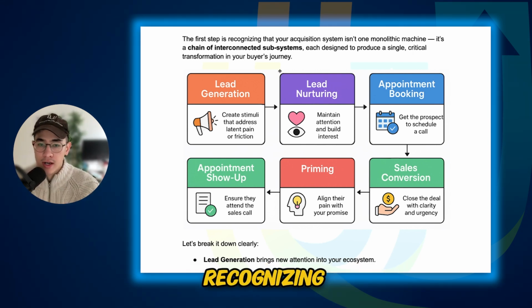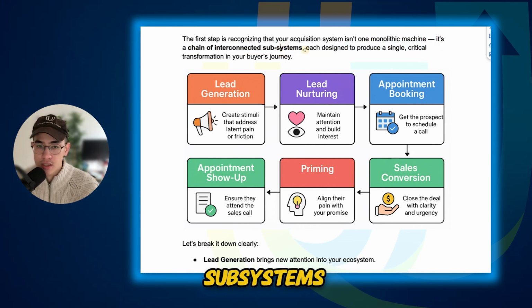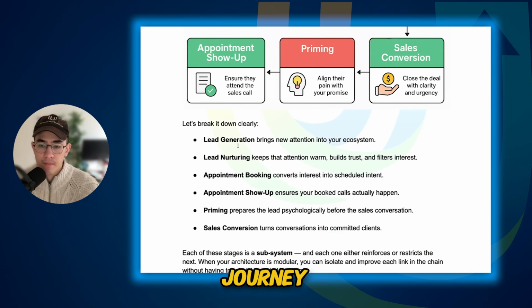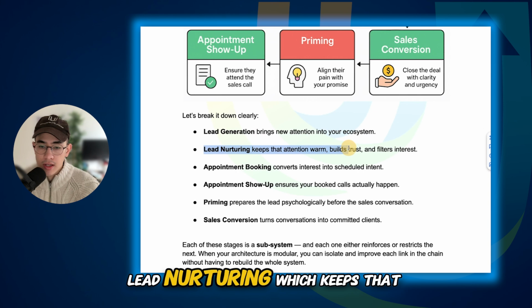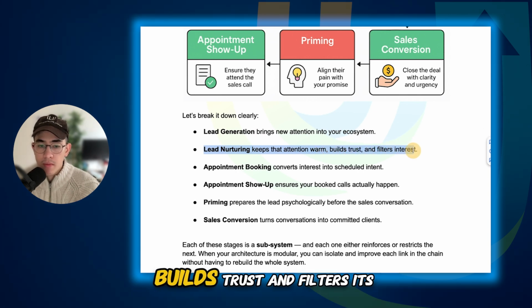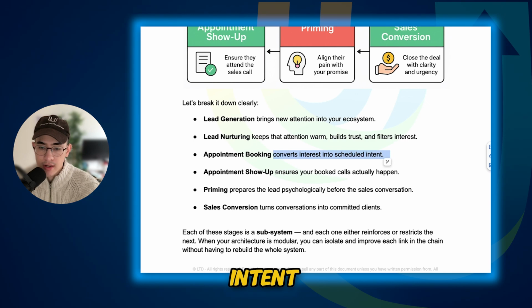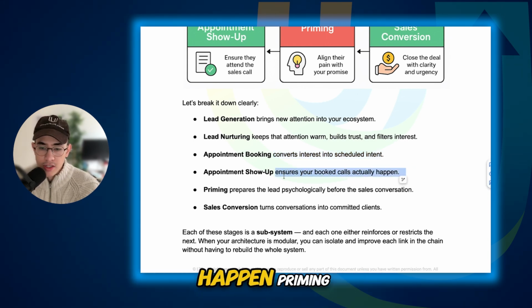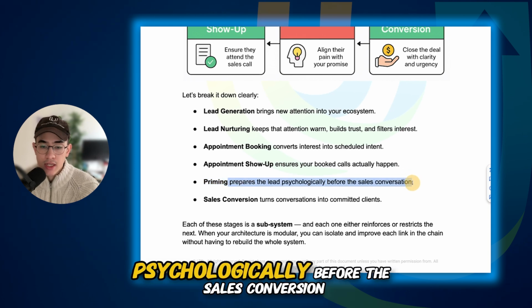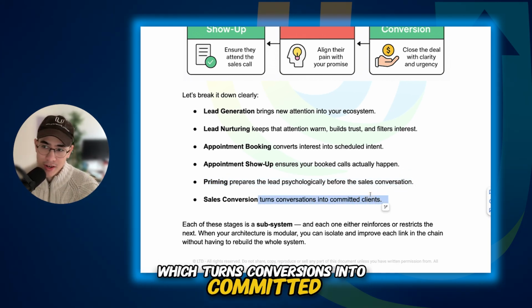So the first step is recognizing that your client acquisition system isn't one monolithic machine. It's a chain of interconnected subsystems, each designed to produce a single critical transformation in the buyer's journey. You have lead generation, which brings new attention into the ecosystem. Lead nurturing, which keeps that attention warm, builds trust, and filters interest. Appointment booking, which converts interest into scheduled intent. Appointment show-up, which ensures your booked calls actually happen. Priming, which prepares the lead psychologically before the sales conversion. Sales conversion, which turns conversations into committed clients.